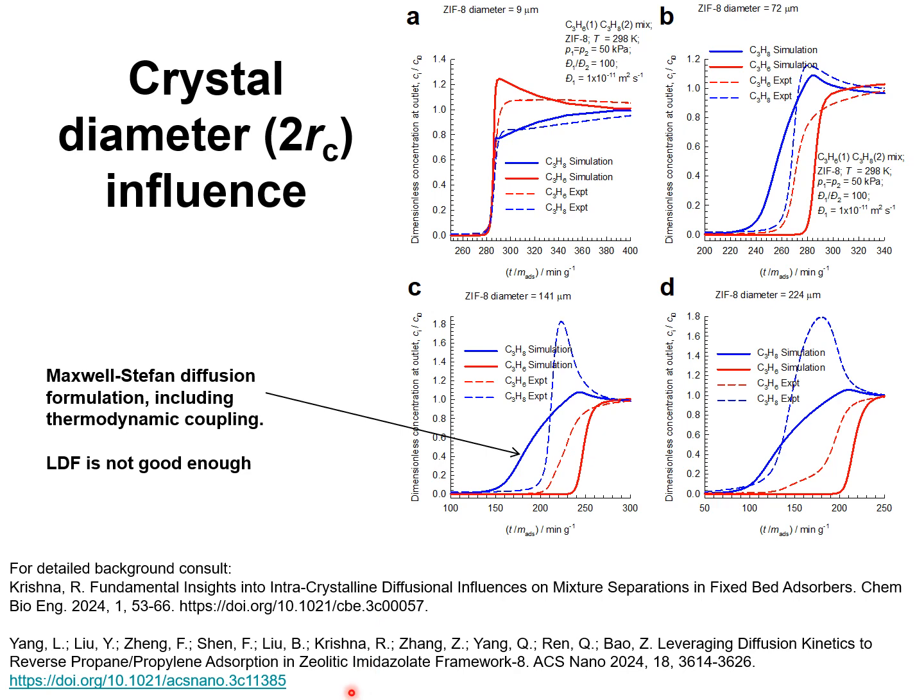In a paper that is just online in ACS Nano, experimental results are presented for breakthroughs of 50-50 mixtures of propene and propane at a temperature of 298 Kelvin in a packed tube with different crystal diameters of C3H8. The diameter is 2 times the radius of the crystal. The experimental data are shown by the dashed lines in these 4 cases.